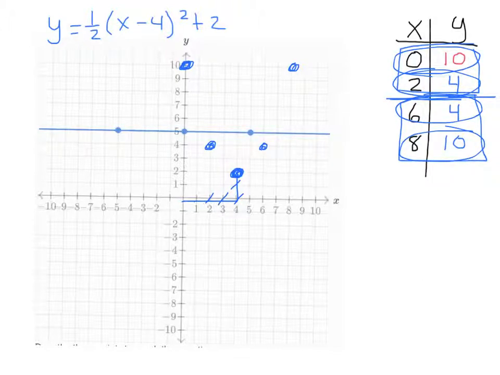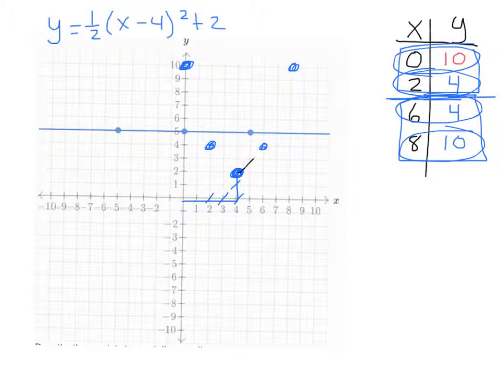Now let me talk to you about it again. For (0, 10), we went left, right, 0, and up 10. For (2, 4), we went right 2 and up 4. For (6, 4), we went right 6 and up 4. And for (8, 10), we went right 8 and up 10. Now you can kind of see the graph is taking a parabola shape like this, isn't it? Can y'all see it? Okay, so let's draw it.